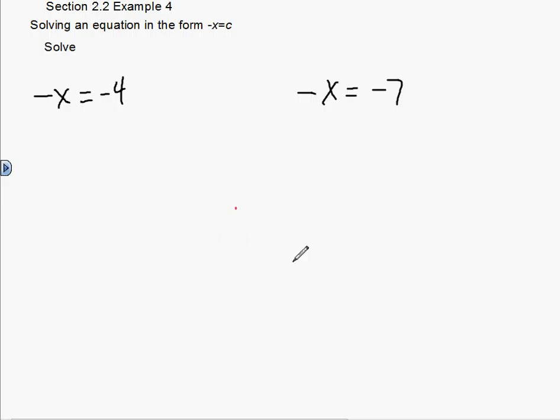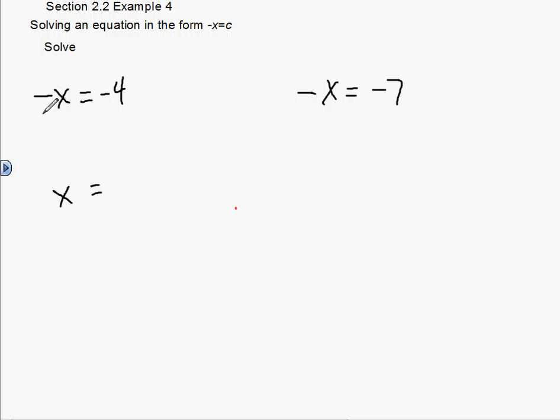So now we're going to solve an equation in the form of negative x equals c. What that means is we have a negative value, a negative 1 coefficient, if you will, for our x, and it equals some constant value. The key thing here is our goal is to know what x equals, not what a negative x equals.